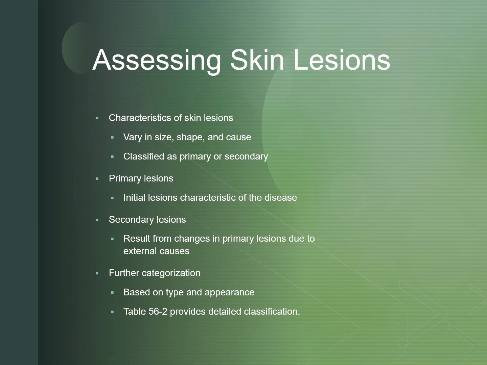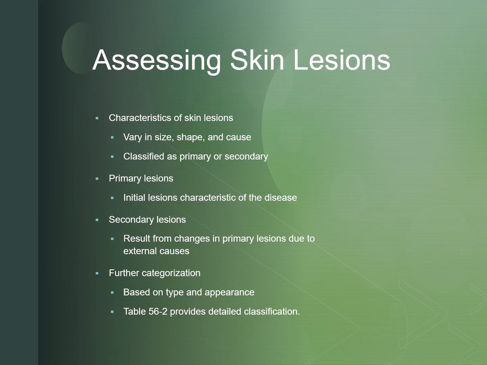Characteristics of skin lesions. So when we talk about skin lesions, we're really focusing on describing what we see in a systematic way. So lesions can vary widely in size, shape, color, and cause. So using consistent terminology is going to be key. So we want to always think, what does it look like? Where is it? And how is it distributed? We have primary versus secondary lesions. One of the first things we do is classify these as primary or secondary.